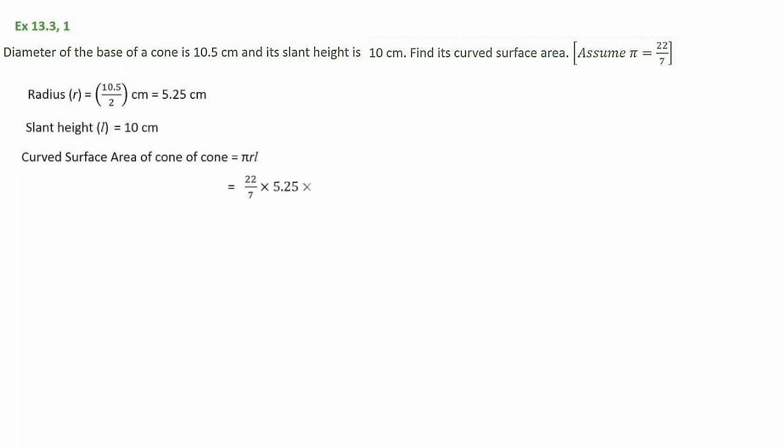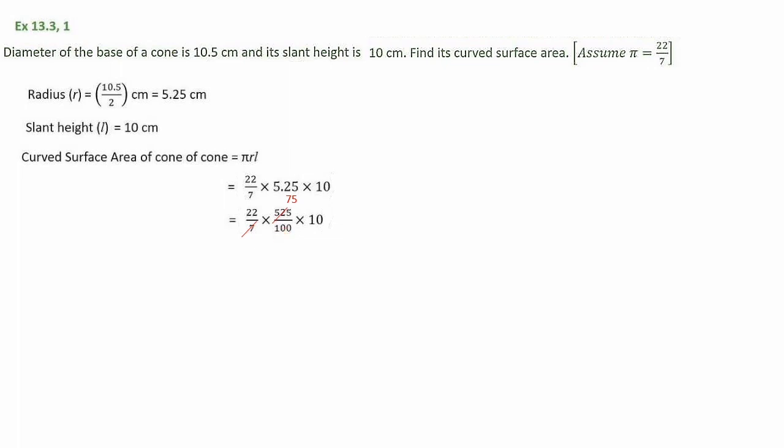Let's substitute it. Pi value is 22 by 7 into radius is 5.25 into slant height is 10. So this is in decimal form. Write it in fraction. 22 by 7 into 525 by 100 into 10. Now here 100 you can cancel it. That means 7 and 525, 75 times will go. That means 22 into 75 by 10 is our balance.